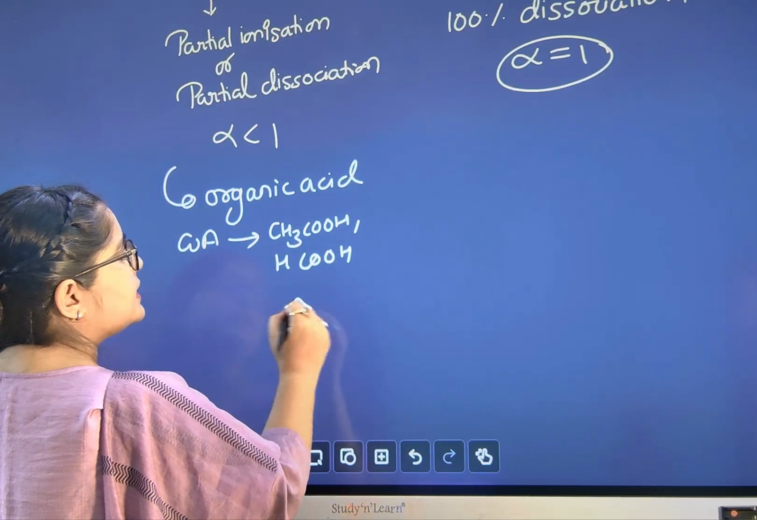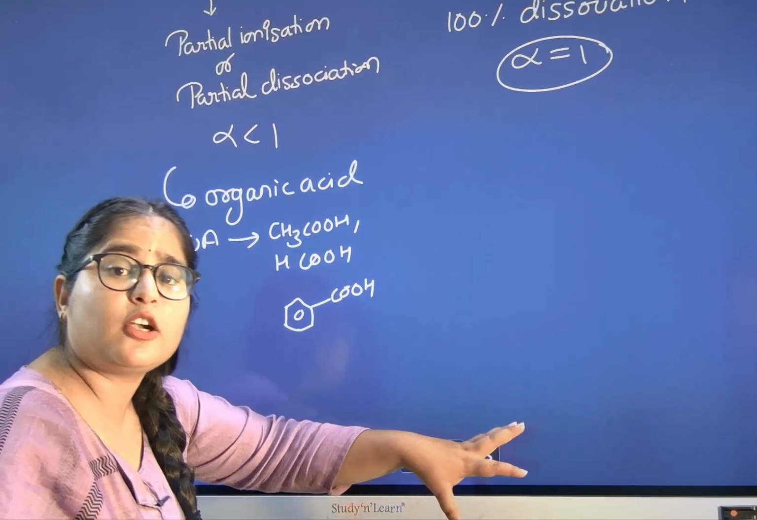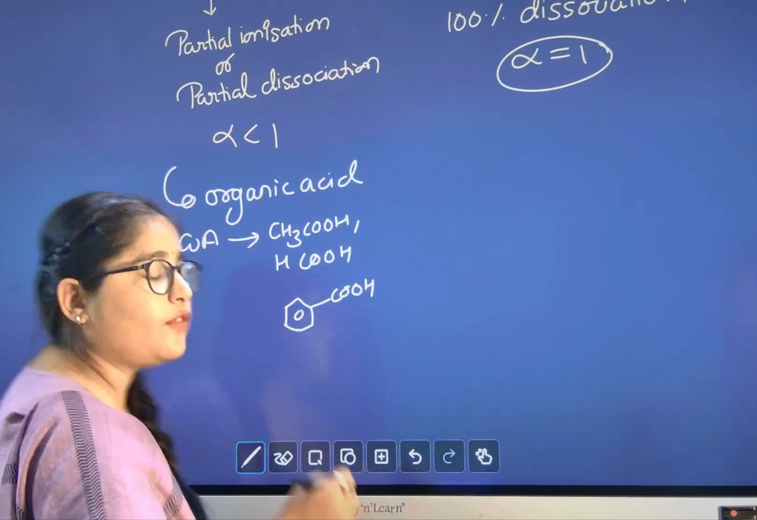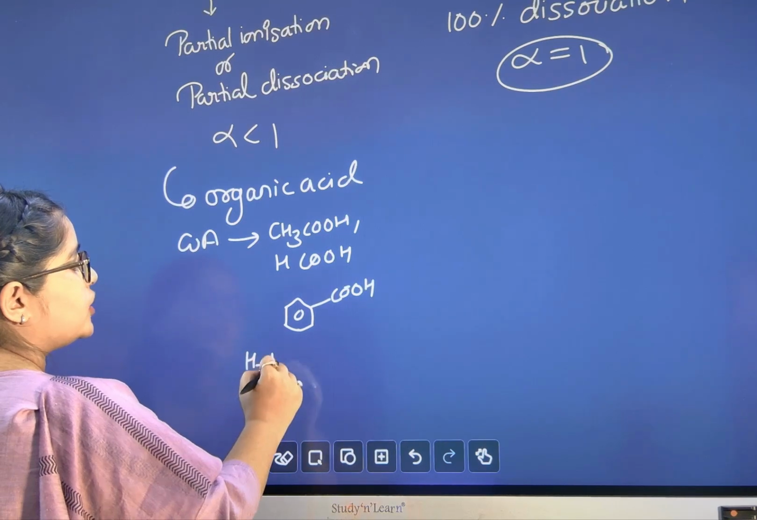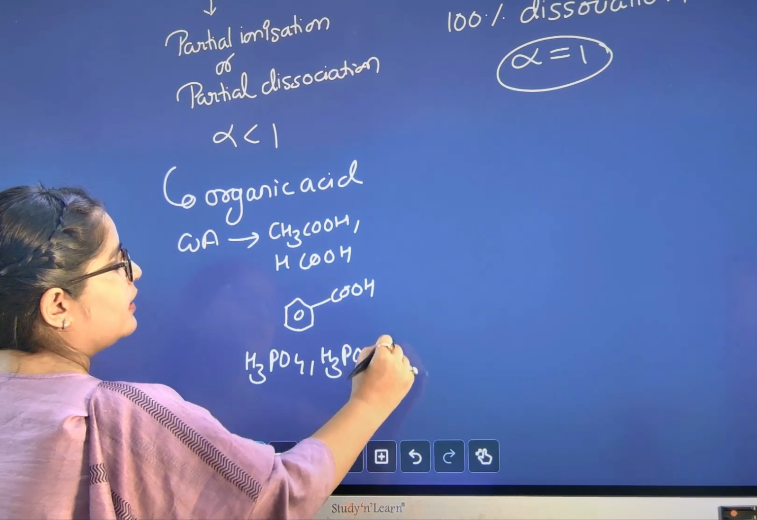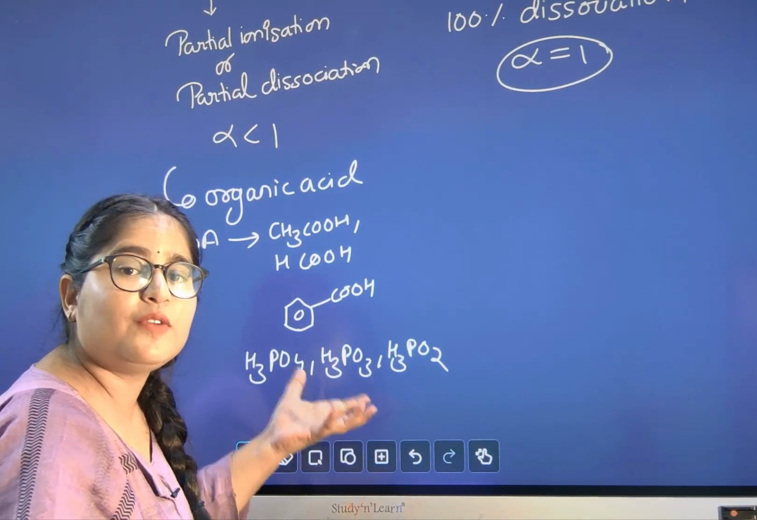HCOOH, or else I can say on the head of the benzene, COOH. Okay, let's say then oxyacids of phosphorus. For example H3PO4, H3PO3, H3PO2. Okay, all these are also our weak acids.